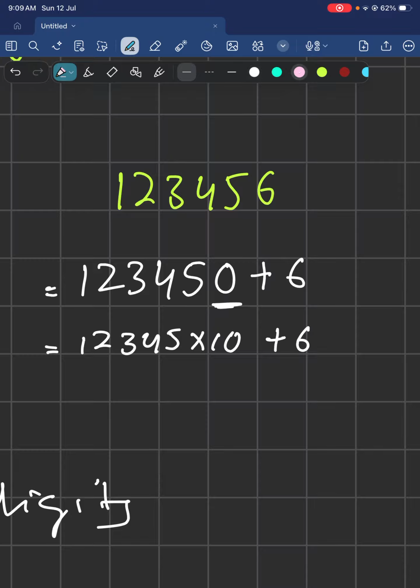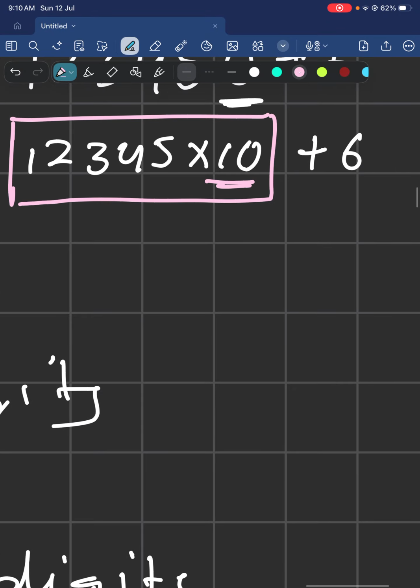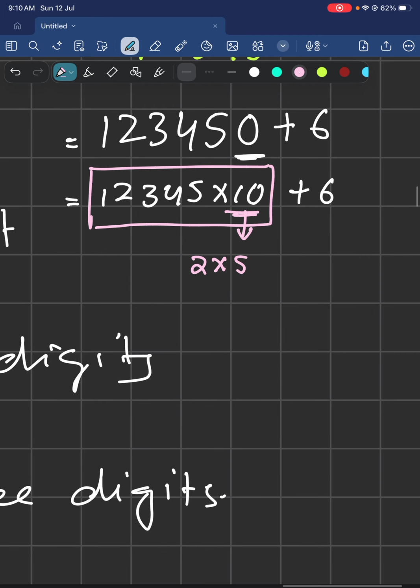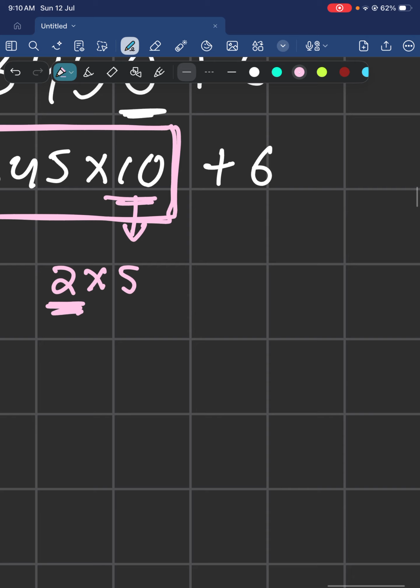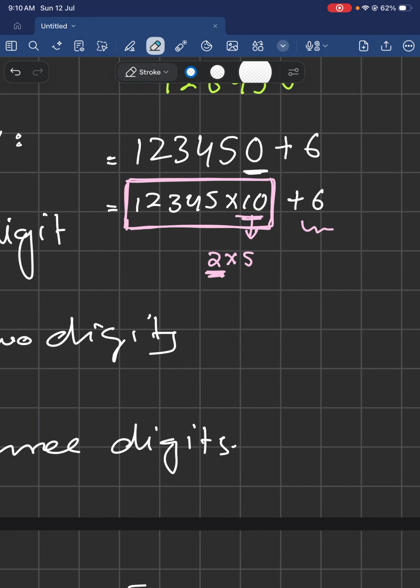Now look at this huge number. This has a factor of 10, and 10 consists of 2 and 5. So this number will always be divisible by 2. Why? Because it contains a 2 in it. That's why we only check what's left. So if this is also divisible by 2, then obviously this whole number is going to be divisible by 2.